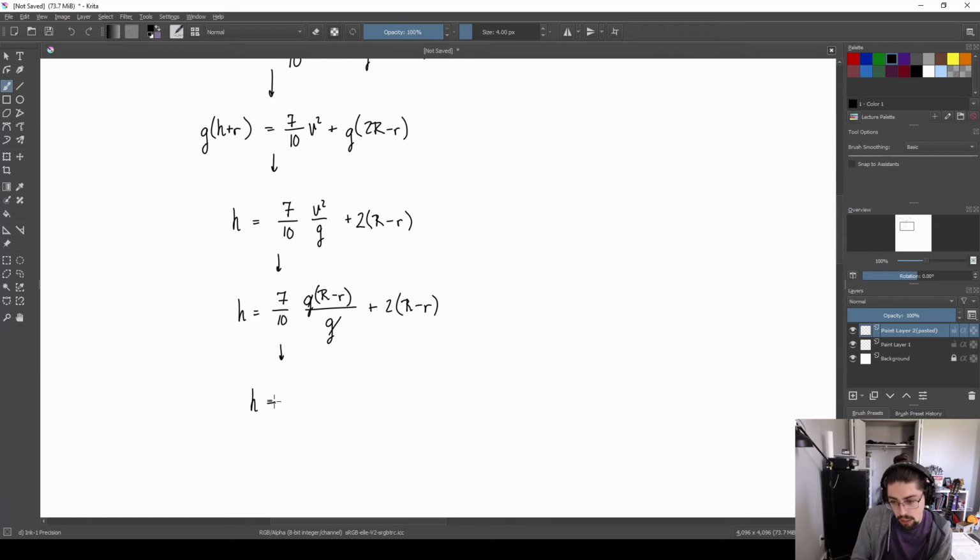H needs to be 27/10 (R minus r), or better yet, 2.7 (R minus r).